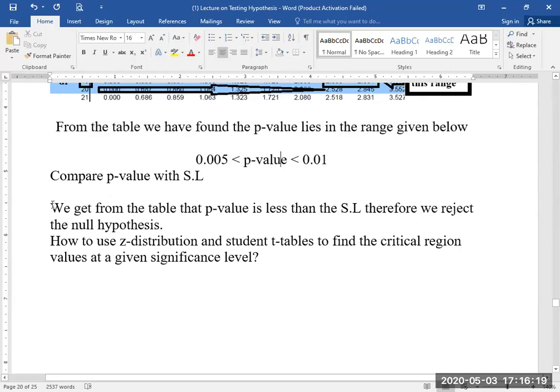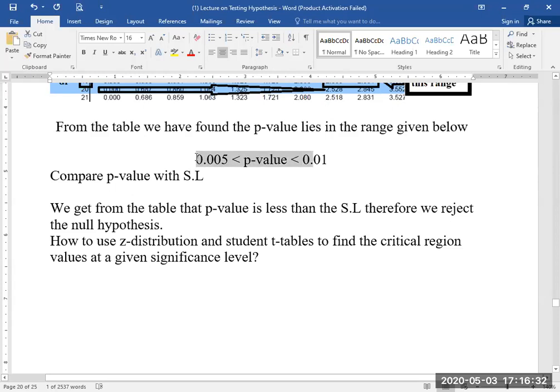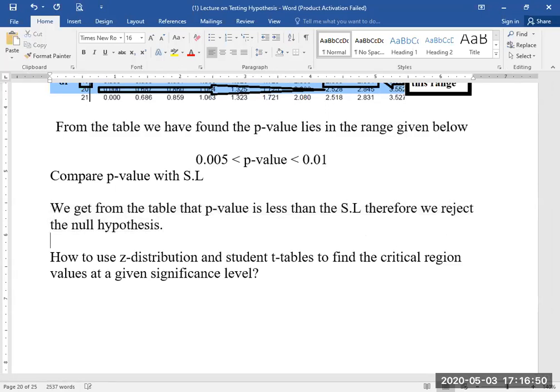Sorry, I made a mistake. I think we get from the table that the p-value is less than the significance level, because 0.05 is greater than this range. 0.05 is greater than this range. Therefore, the p-value is lesser than the significance level. I'm reading again. We get from the table the p-value is less than the significance level. Therefore, we reject the null hypothesis. This is the solution from the p-value method, students.